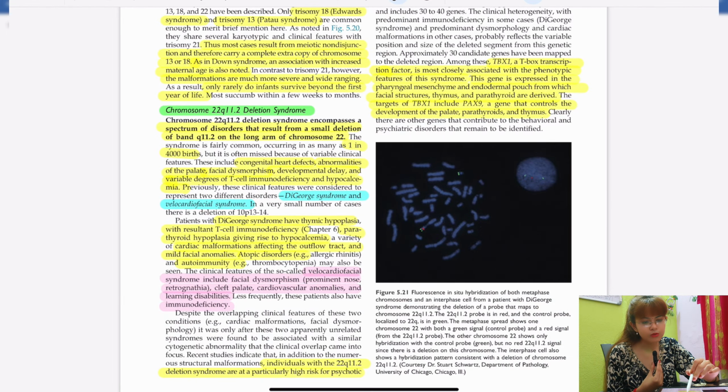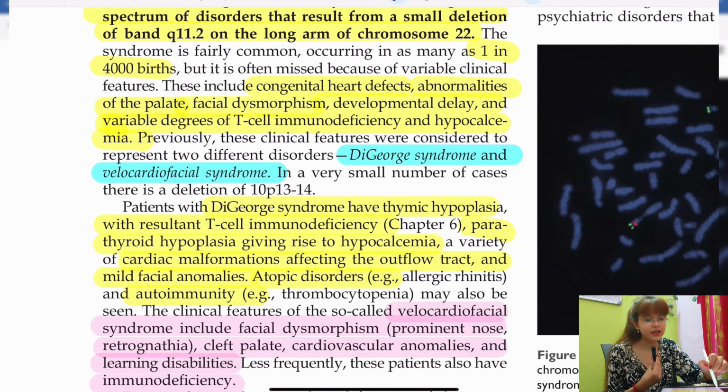Now coming to chromosome 22q11.2 deletion syndrome, very, very important. This is basically DiGeorge syndrome.